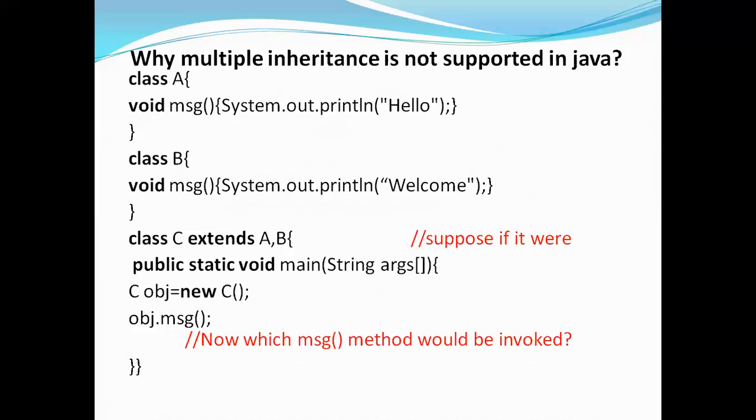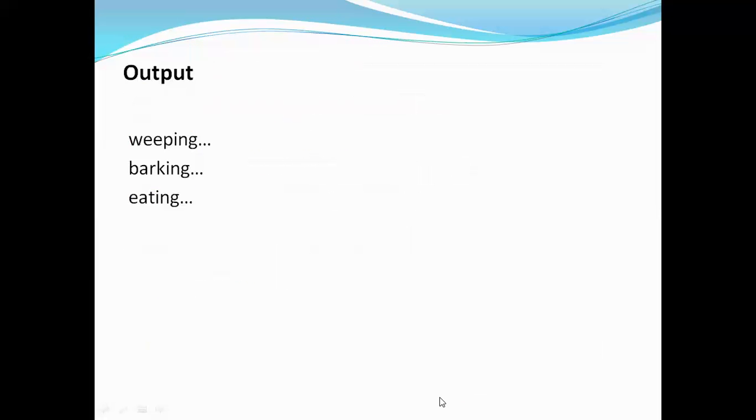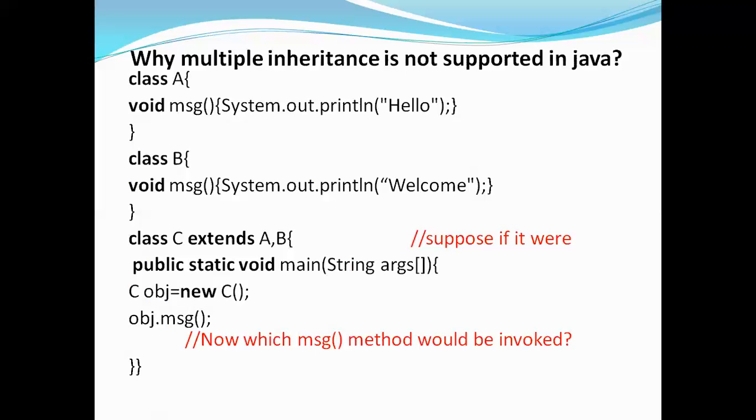Now let's see the last type of inheritance. So we have seen hierarchical. Now the last one is, I told that class C will inherit the properties of both A and B. Now as I told, this is not supported in Java. Let's see why. So class C is inheriting the property of both A and B.